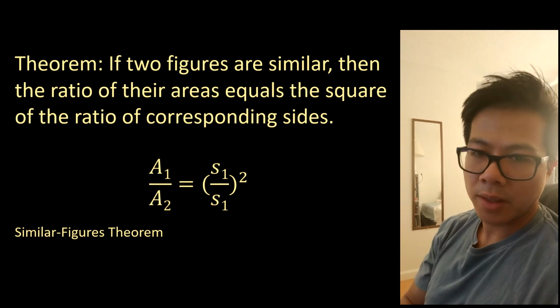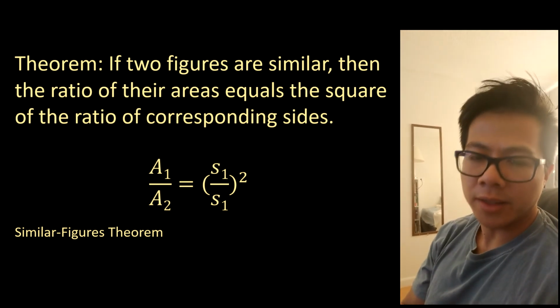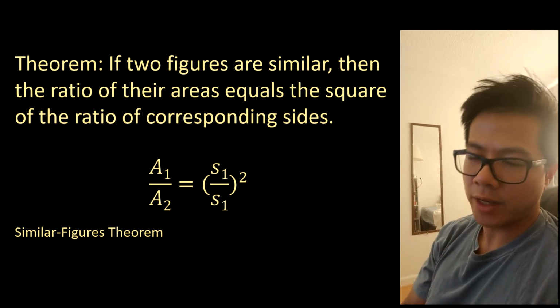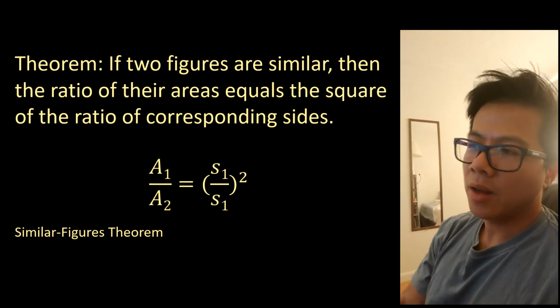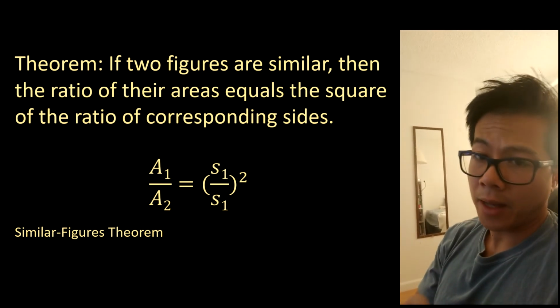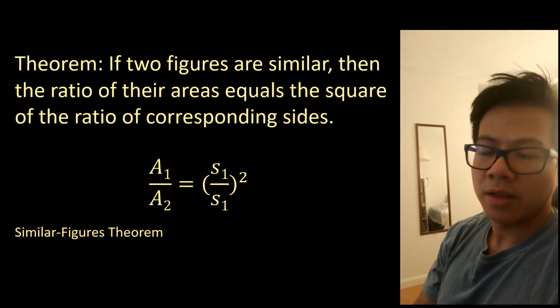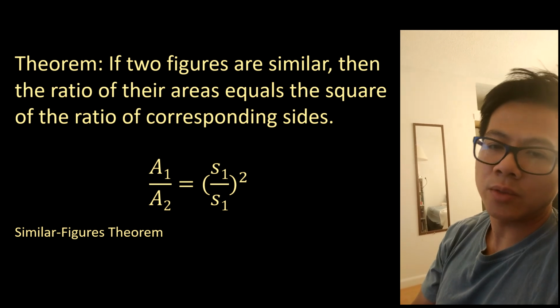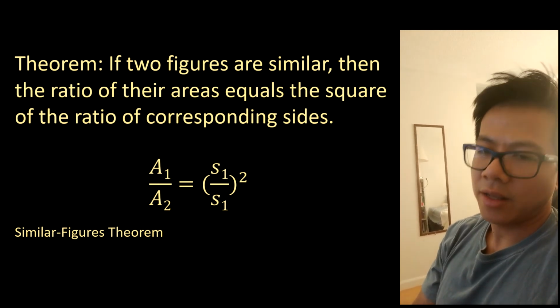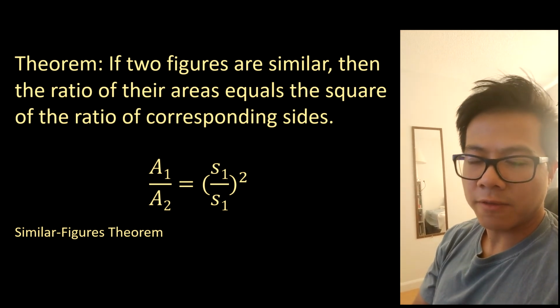So to summarize all that, we put this into a theorem. If you have two similar figures, the ratio of their areas is equal to the square of the ratio of their corresponding sides. So you only need one pair of corresponding sides to find the ratio of the areas. And it also works for triangles where you don't know the sides but you know the heights. So the ratio of the areas is also equal to the ratio of the heights squared. We call this theorem the similar figures theorem.